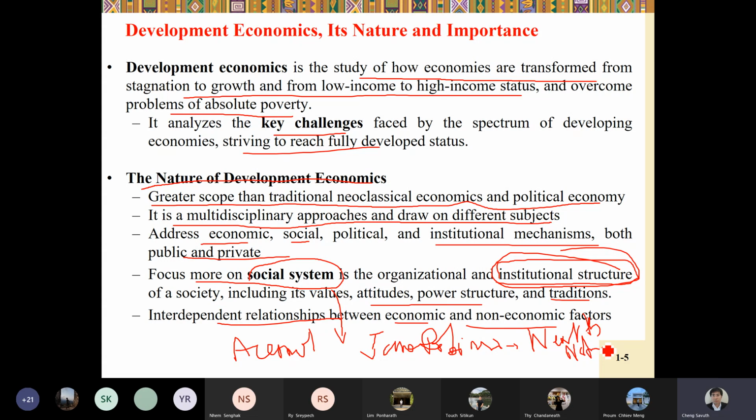Acemoglu argued that during colonization, the colonizer put some kind of structures in place. They brought in laws, like the taxation law in Cambodia introduced by France, and the education system, and so on, that set the way we work. You see that the function of the public sector in our country is more influenced by this. It's the legacy of the past.